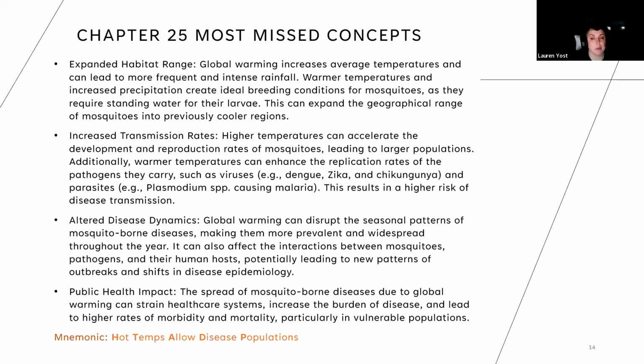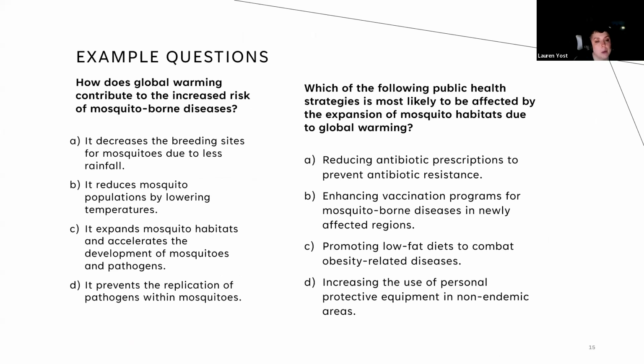Hot temps allow disease populations. So obviously hot, dealing with higher temperatures, allowing for disease populations. So disease carrying populations of mosquitoes will increase as the higher temperatures rise further north. So how does global warming contribute to the increased risk of mosquito-borne diseases? Global warming means that the further north that we go, the warmer it'll be, and then the mosquitoes will be able to survive better, right? So we're having increased mosquito population and the diseases that they carry.